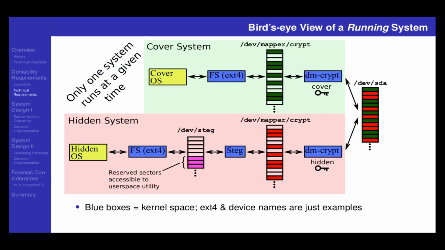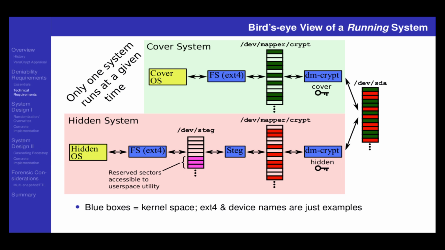So here's a bird's eye view of a running system. Only one of these systems runs at once. The top one is a very standard cover system. It's a very standard system with disk encryption. It has to look exactly like a normal system. If it doesn't, that's going to give your adversary some reason to question you. And the bottom system is your hidden system.